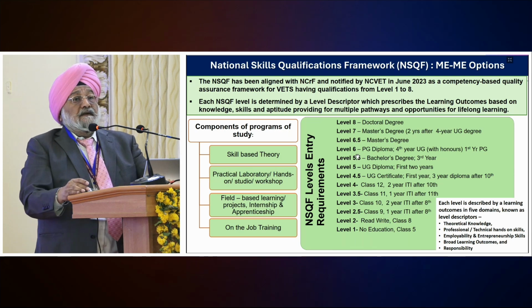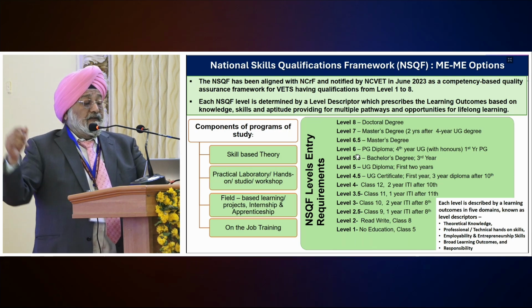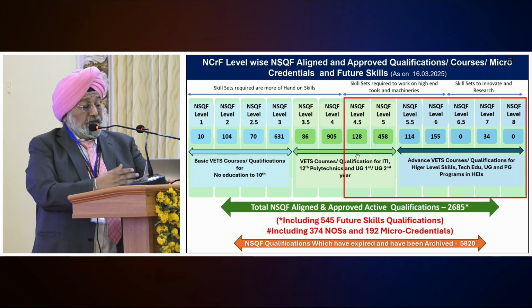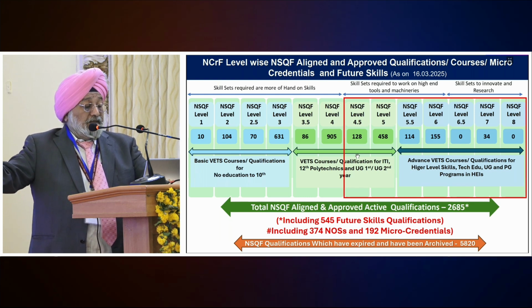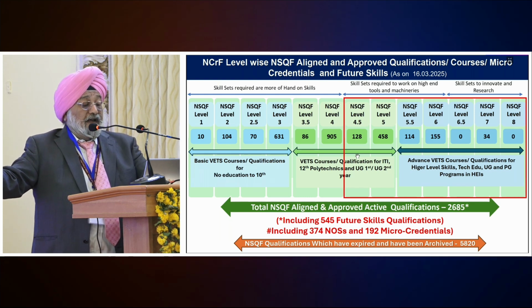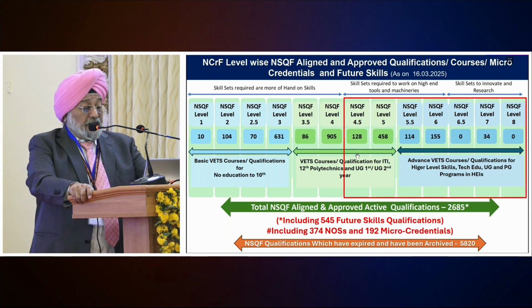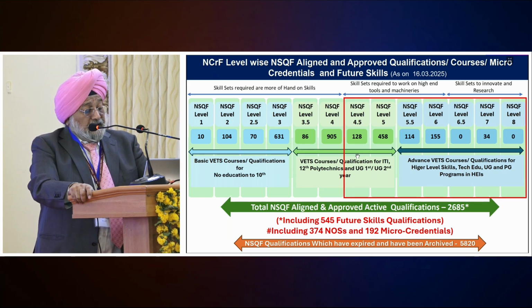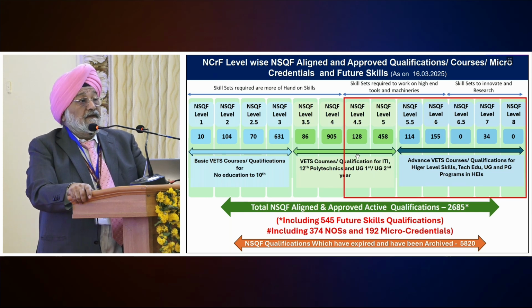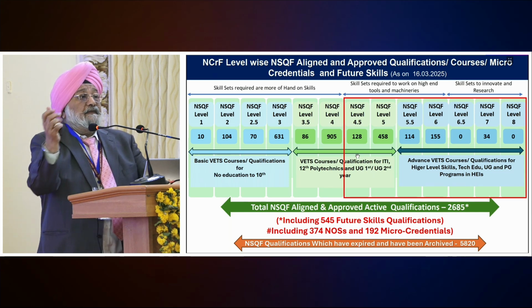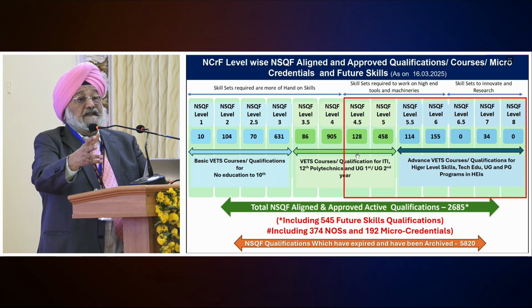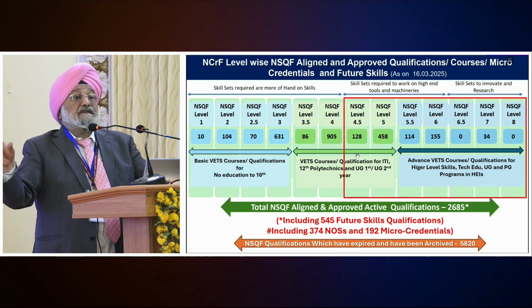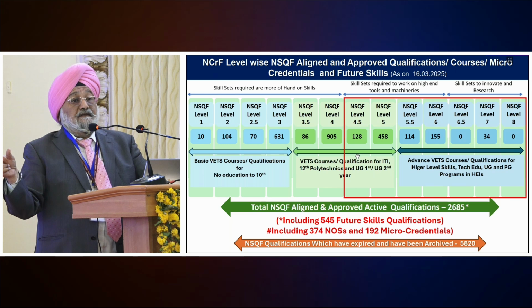And there are skill level courses available right from level 1 to level 8. And if you actually see level 4.5, level 5, level 5.5, 6, 6.5, 7 and 8. So these are the courses which are available to you. You can pick up these courses and you have 545 future skills, 374 nurses and 192 micro-credentials which are available. You can simply pick them up, put them as part of your curriculum, and you can teach them. And these are available free of cost on the National Qualification Register.